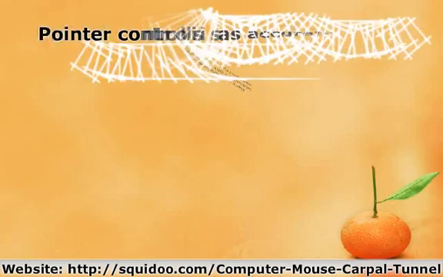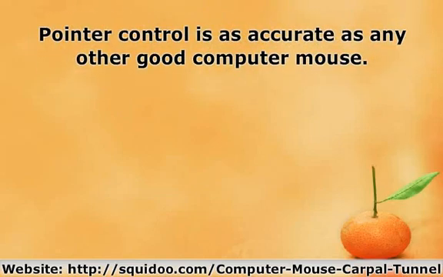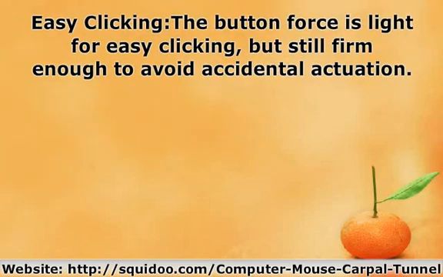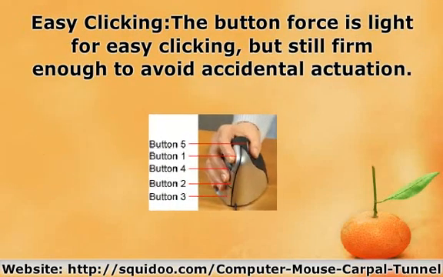Reduces hand movements. The Evoluine Vertical Computer Mouse 2 and Vertical Mouse 3 does not move sideways when clicking with normal force, because the thumb naturally opposes the fingers. Pointer control is as accurate as any other good computer mouse. Easy clicking. The button force is light for easy clicking, but still firm enough to avoid accidental actuation.